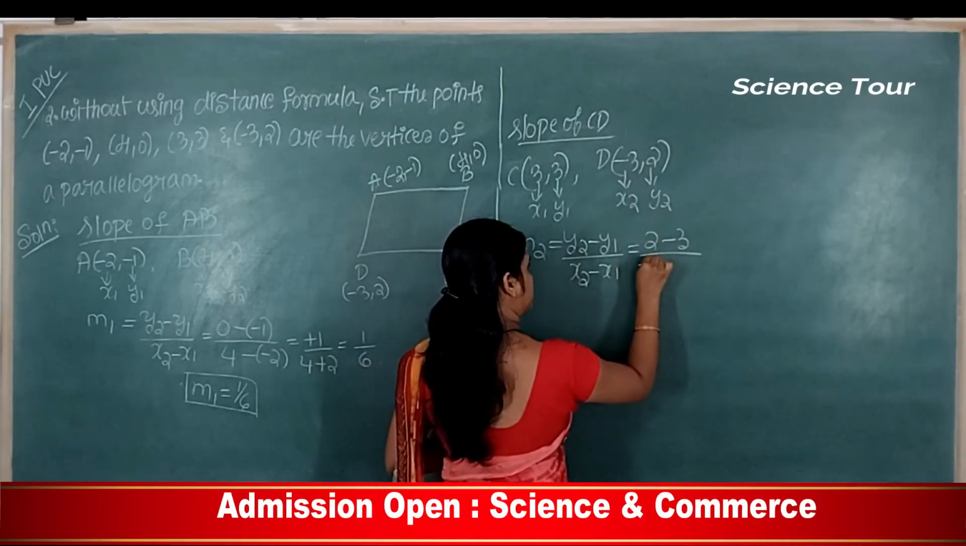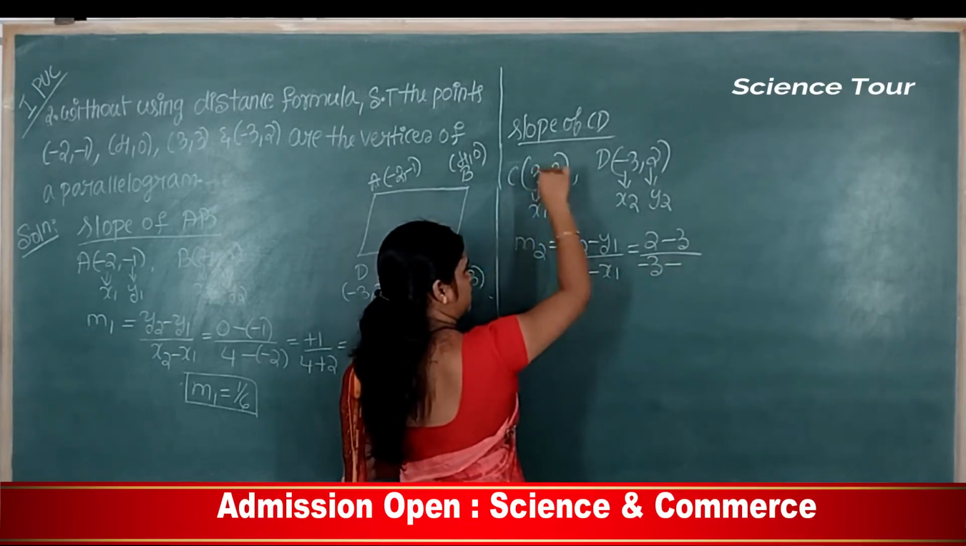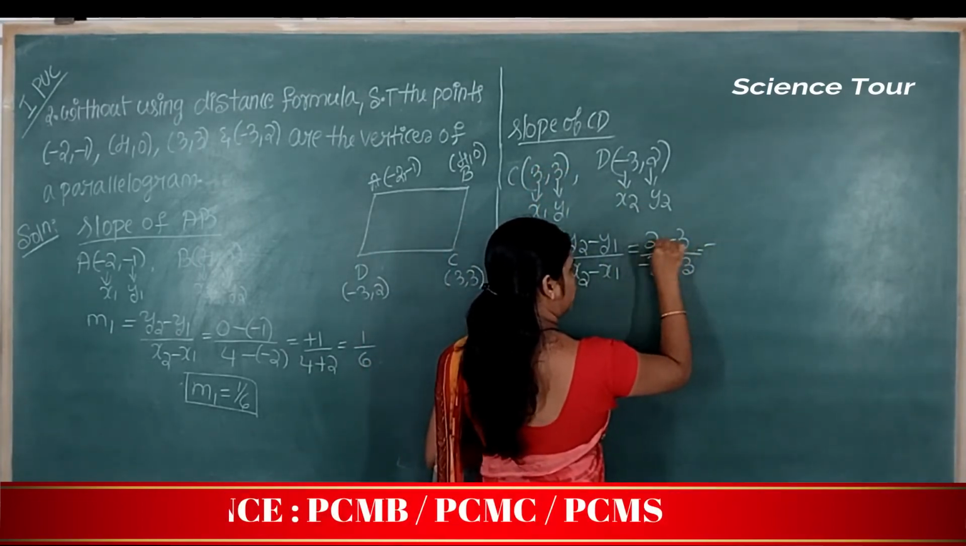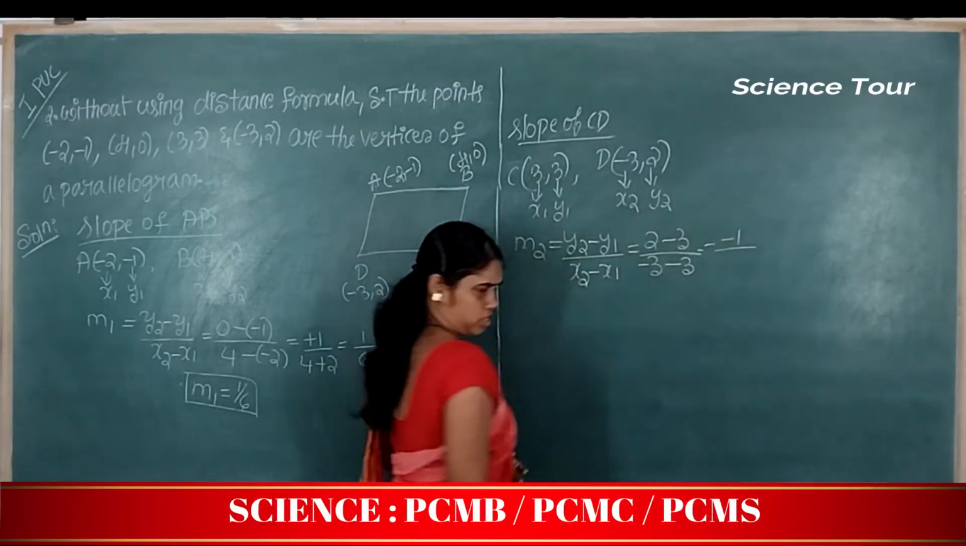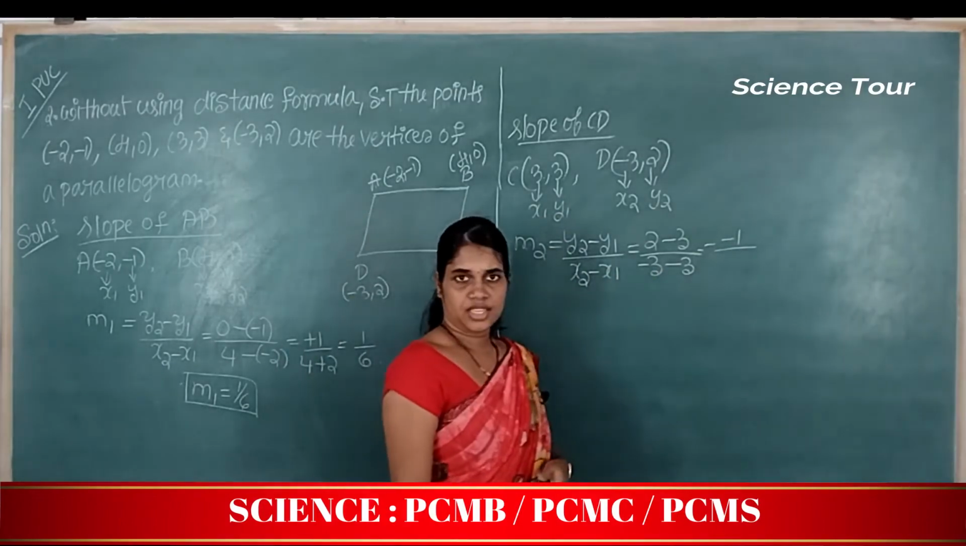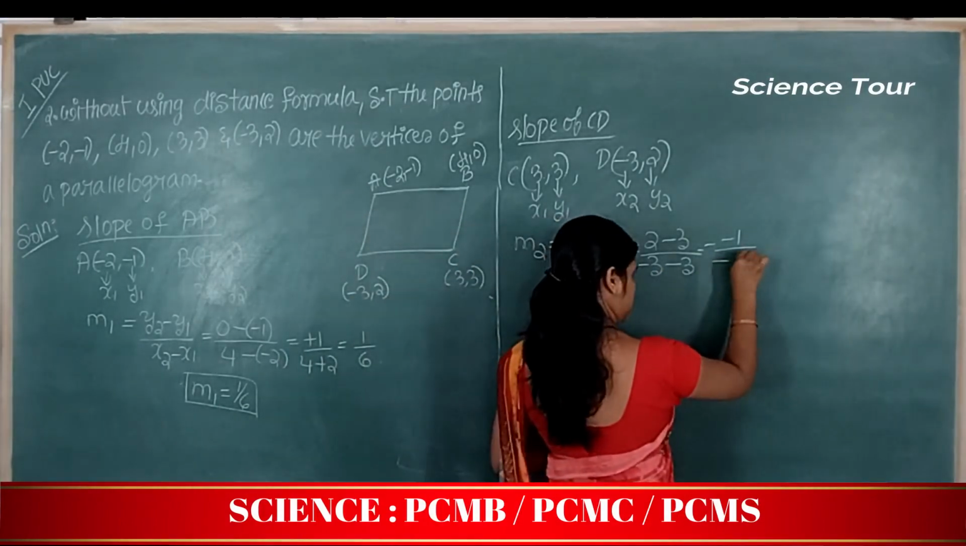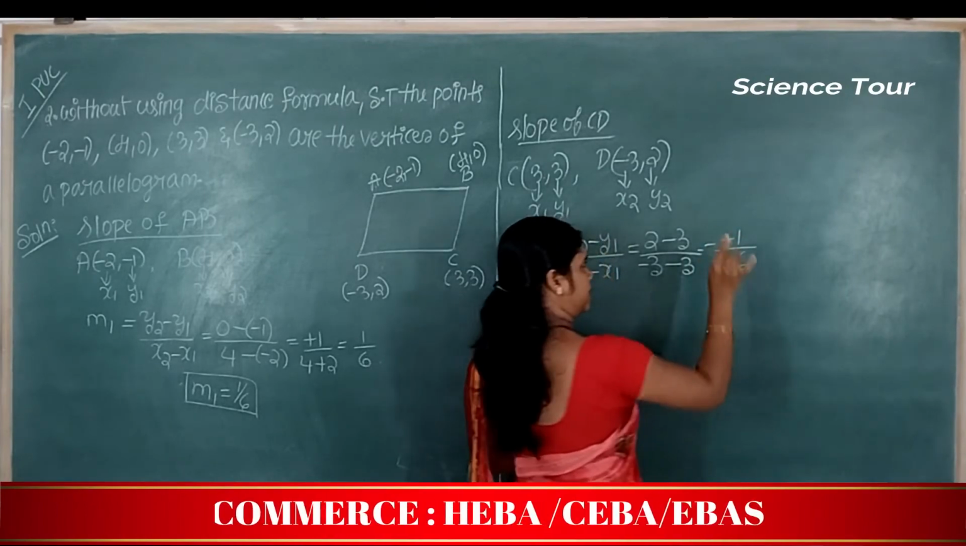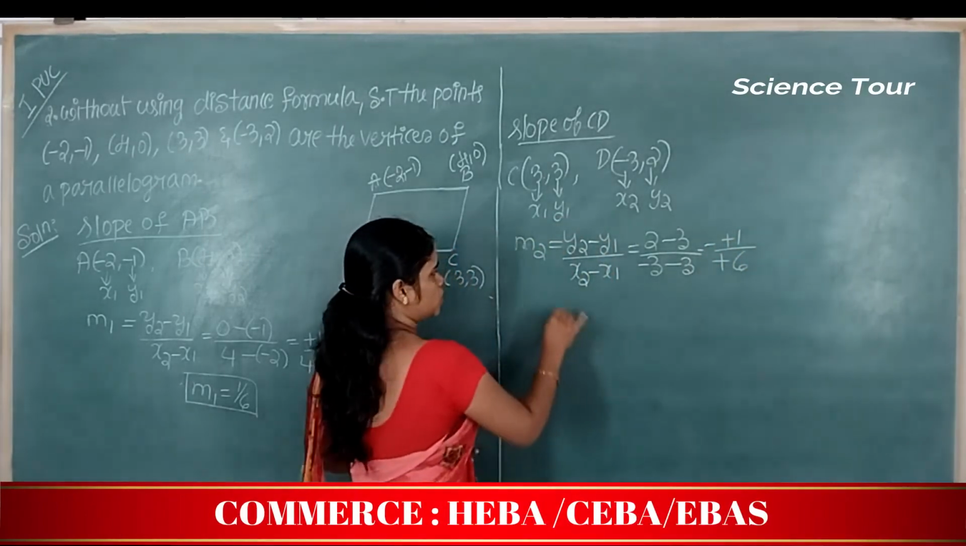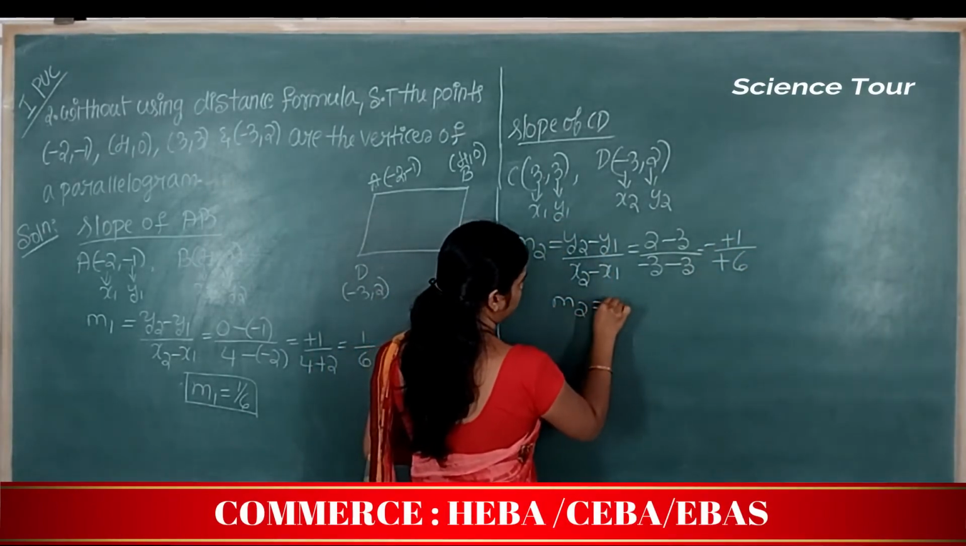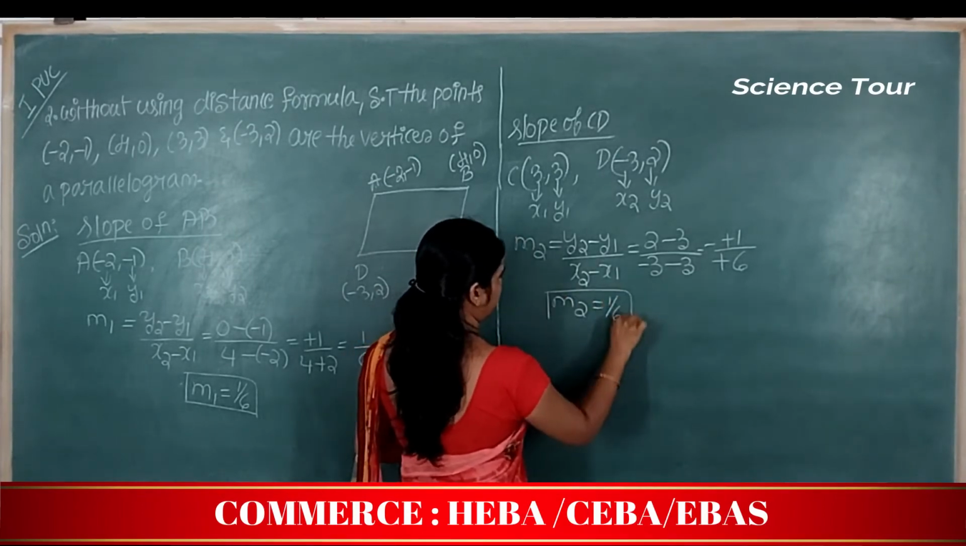x2 is equal to how much? Minus 3. x1 is equal to how much? 3. So 2 minus 3 how much? Minus 1. Minus 3 is equal to how much? Minus 6. So minus by minus will become plus, isn't it? So therefore what is the value of m2? m2 is equal to 1 by 6.